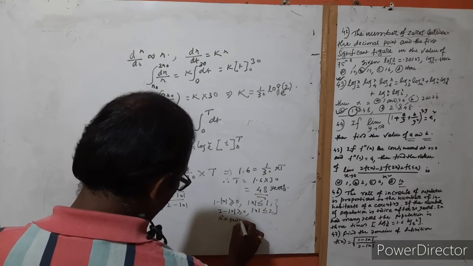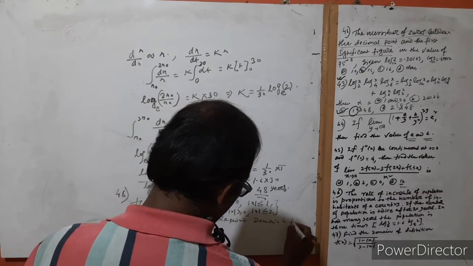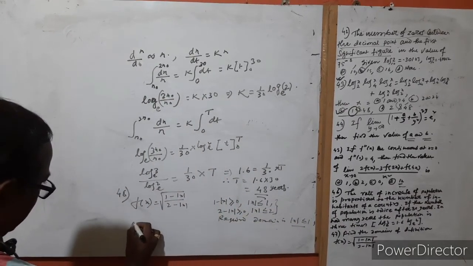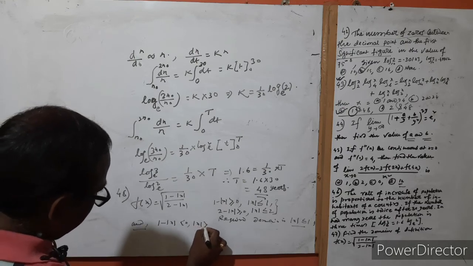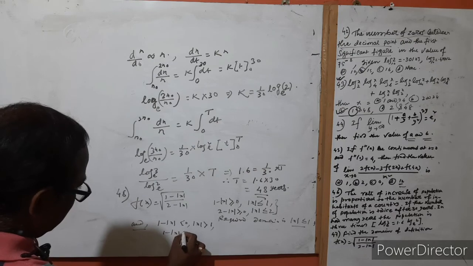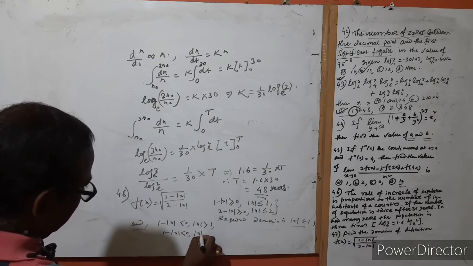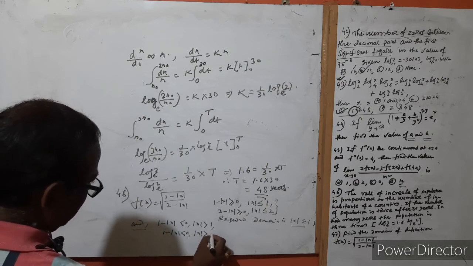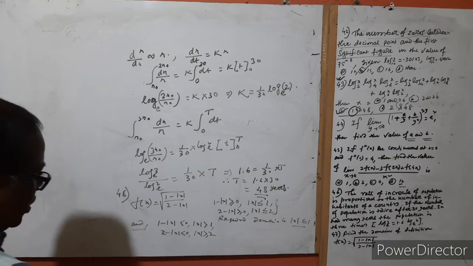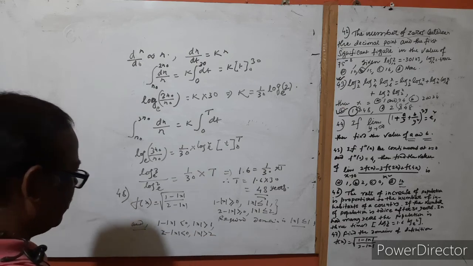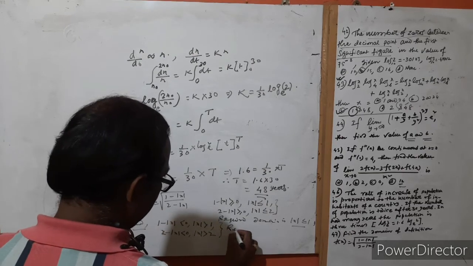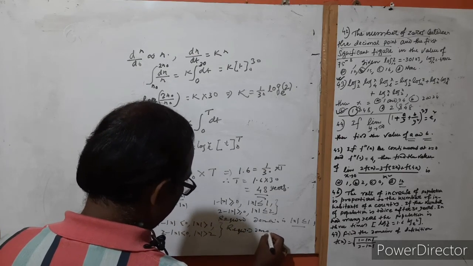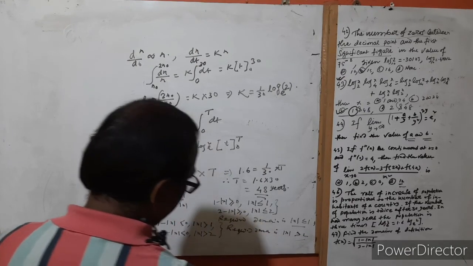So the required domain is mod x is less than 1, and another case is 1 minus mod x is less than 0, so mod x is more than 1, and this is 2. Which is the most probable value? It is acceptable. The required domain here is more than 2.